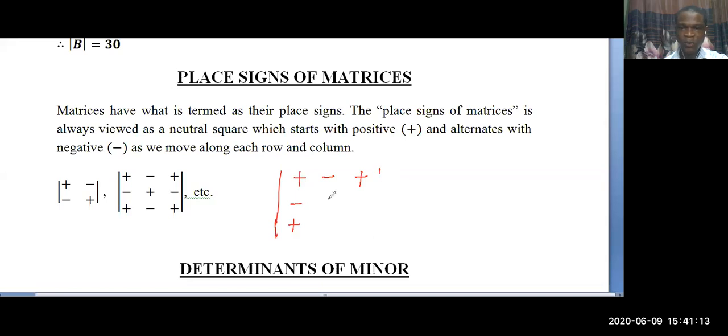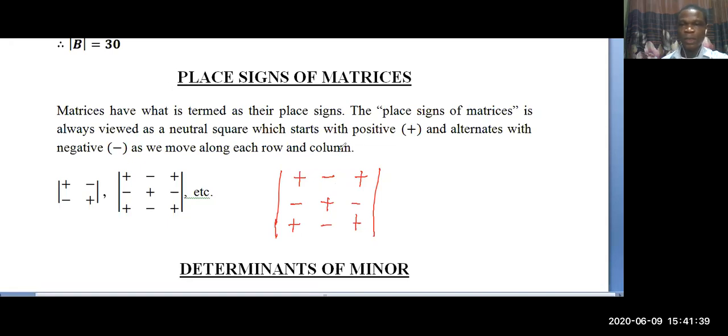What is remaining for you to fill up this now? You should be able to; this is just a little common sense. You know how to just alternate this. This side now starts with negative. Here should be positive, and here should be negative. So I have alternated this part. This side now, this particular point started with positive, then here should be negative, and here should be positive. I've completed the place sign for a 3 by 3 matrix.